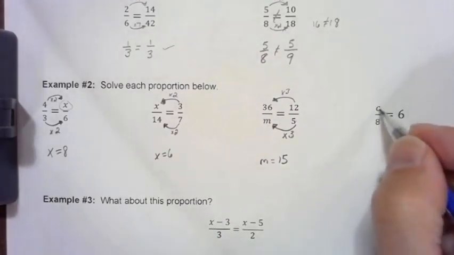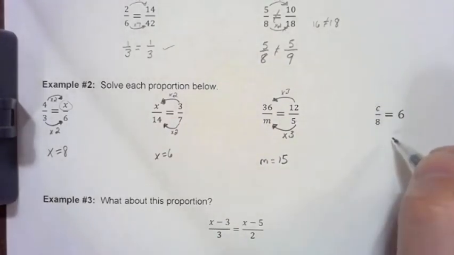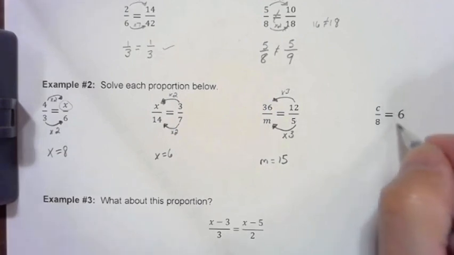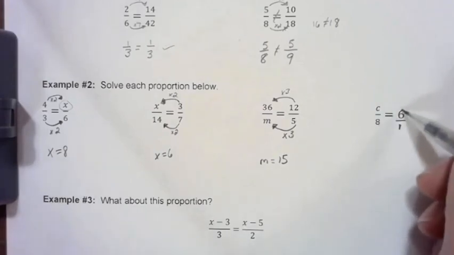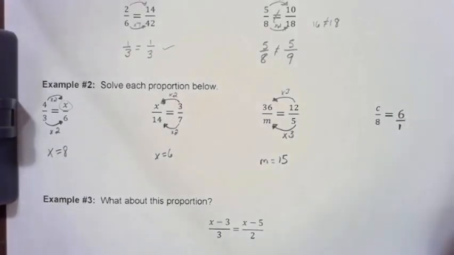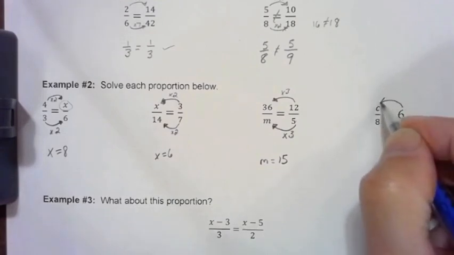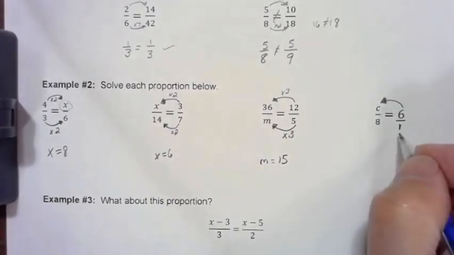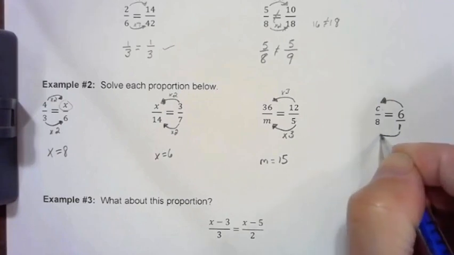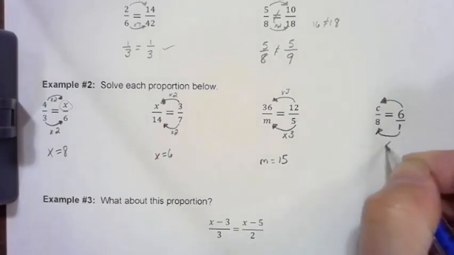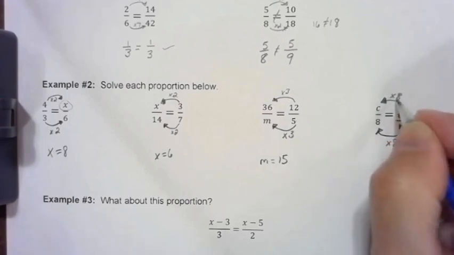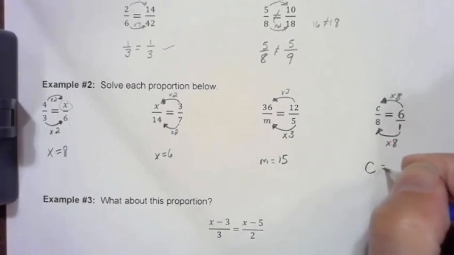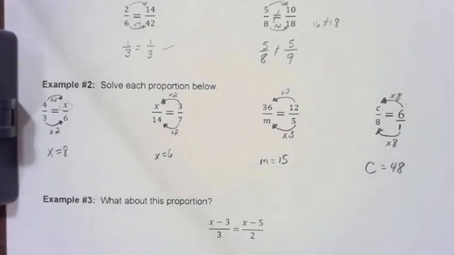Finally, in this example, I have c divided by 8 equals 6. Any whole number is the same as that number over 1. So c over 8 equals 6 over 1. We always move toward the variable, in this direction this time. So in the denominators, how do you go from a 1 to an 8? Well, 1 times 8 is 8. So I'll do the same thing in the numerators. 6 times 8 means that c must be 48.